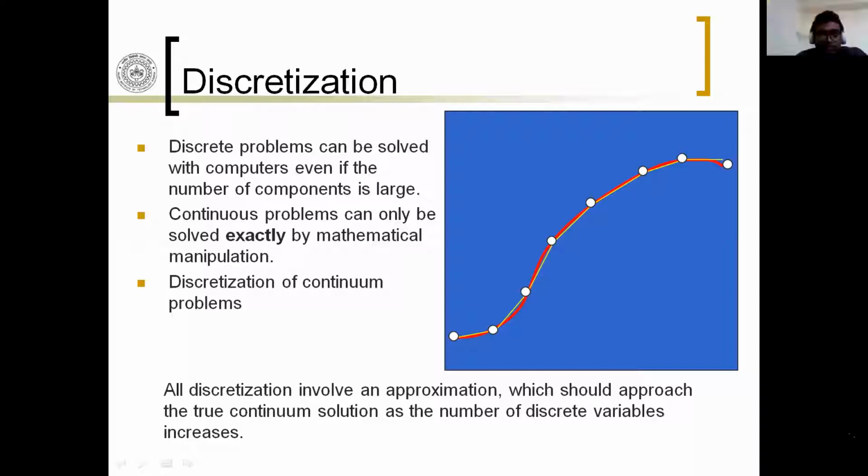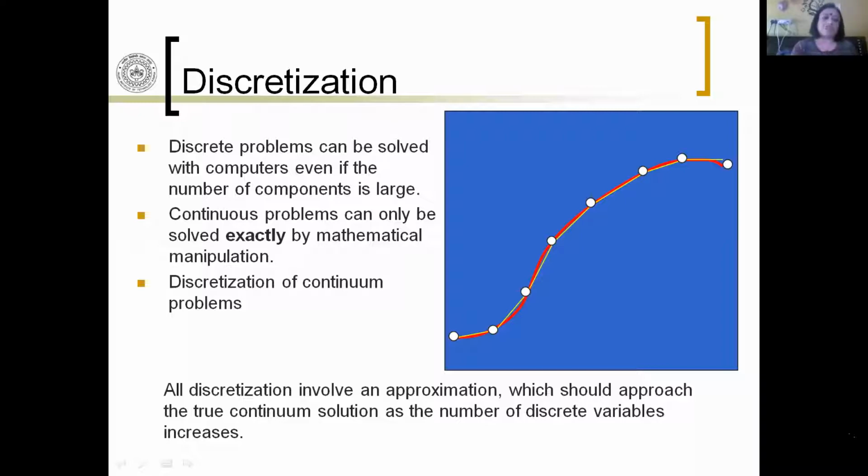Ma'am, we can increase the number of nodes. Yes, you can increase the number of nodes. What does that mean? You're increasing the number of discrete components. Yes, ma'am, so you can go for finer discretization. You can increase the number of discrete variables. As you increase the number of discrete variables, the discrete solution, which is an approximation, would probably approach the true continuum solution. That is one way. There must be other techniques as well.